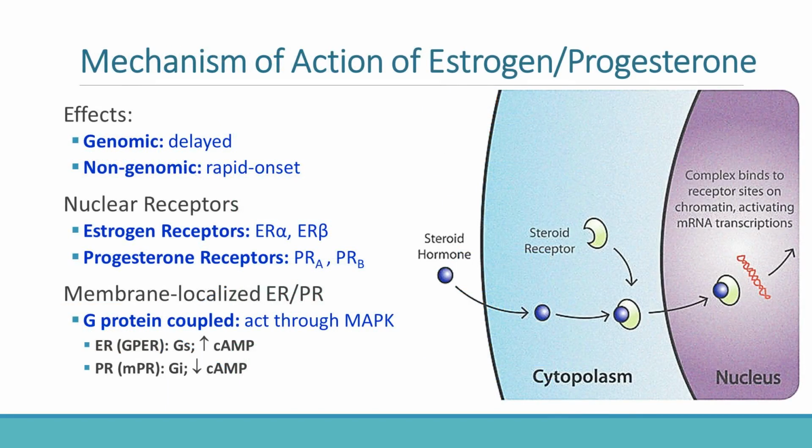Estrogen and progesterone primarily act through intracellular nuclear receptors. Estrogen receptors include ER-alpha and ER-beta. Progesterone receptors include PRA and PRB. After hormone binding, receptor complexes interact with DNA and regulate gene transcription. These genomic effects are relatively delayed because they involve protein synthesis. However, estrogens and progesterone may also produce rapid non-genomic effects through membrane-associated receptors. Notice the role of G-protein-coupled receptors and MAP kinase signaling pathways.